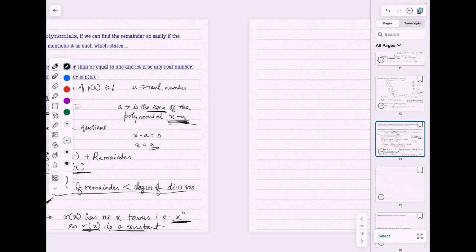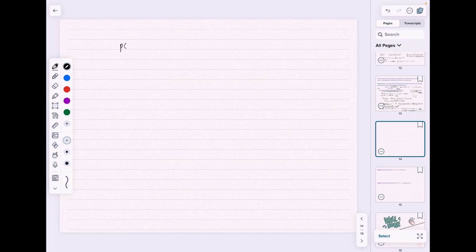So r(x) can be written as what? In this equation, P(x) equals (x minus a) into q(x) plus r(x), r(x) would be a function of x. But since it is a constant, there is no x term in it, so I am going to write it as r. R denotes the remainder. You are getting it? Now I am going to find P(a). I am going to find P(a).